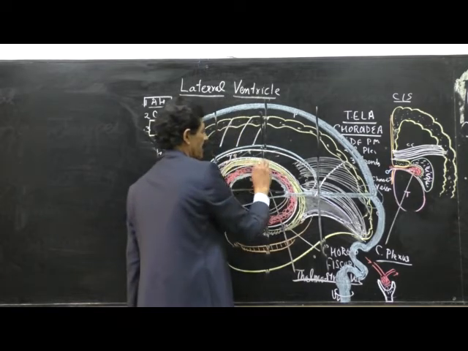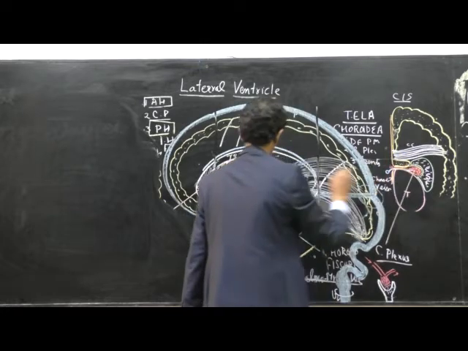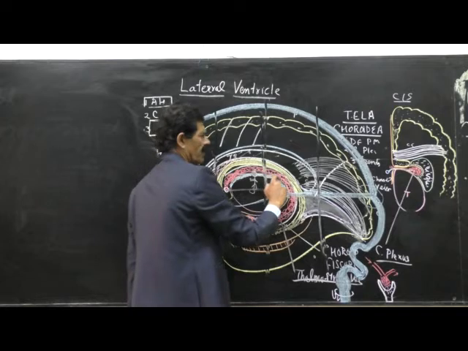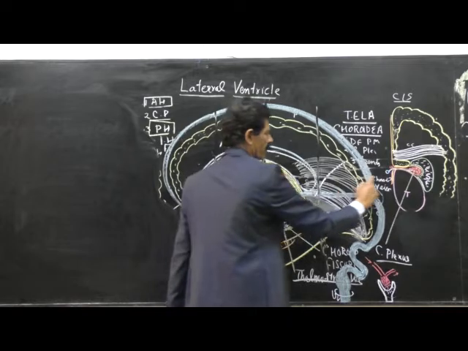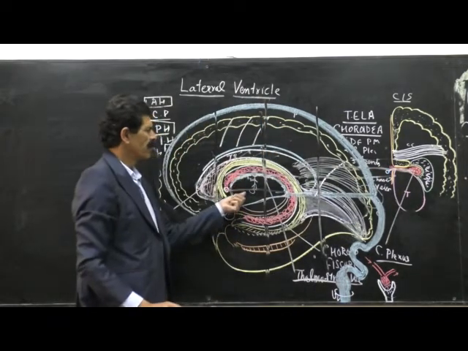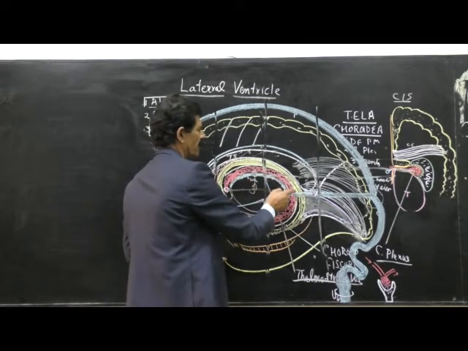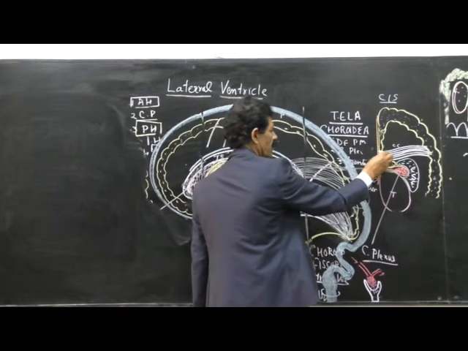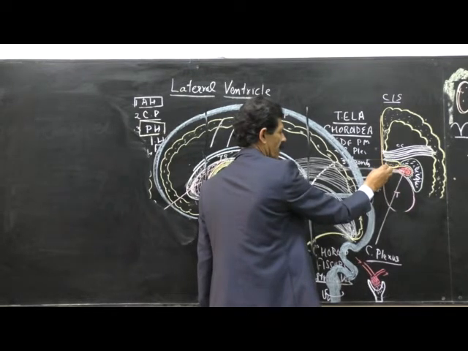Then the yellow one is the fornix, the body of the fornix. Then below the body of the fornix there is the choroid fissure and the tela choroidea. So this is the choroid fissure and here we see the choroid plexus. So the structures forming the roof of the central part are the body of the corpus callosum, the body of the fornix, and the choroid plexus with the tela choroidea. They are in the roof.